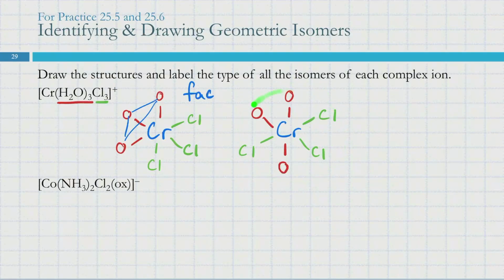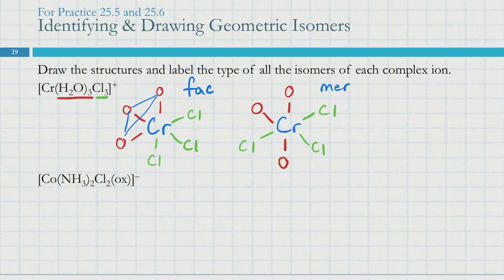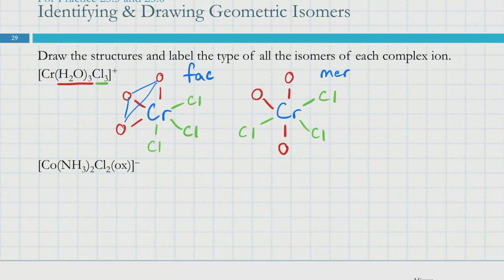And then this other isomer is the MER isomer, MER standing for meridian or meridional. So we've got these oxygens all lined up. These are all in the same 2-dimensional plane, and the Cls are all in their own 2-dimensional plane. We can think of them as like meridians or north-south lines on a globe, or east-west lines on a globe. So those are our FAC and our MER.